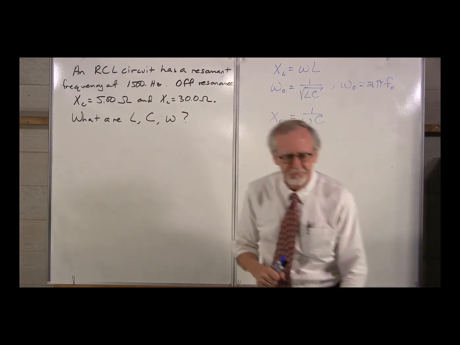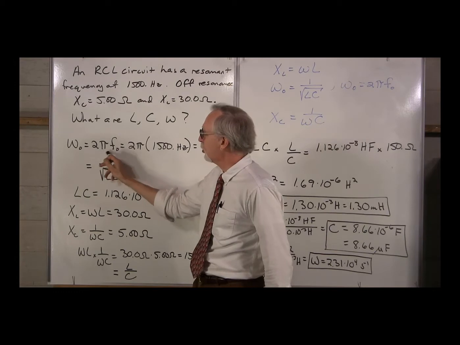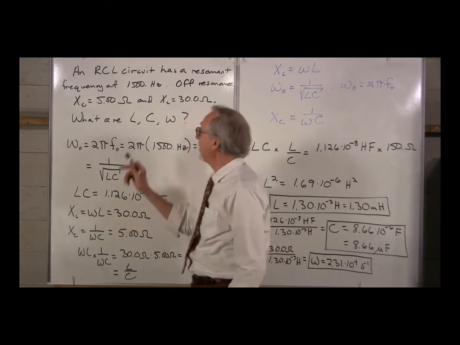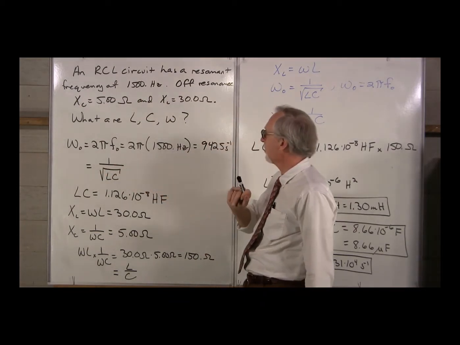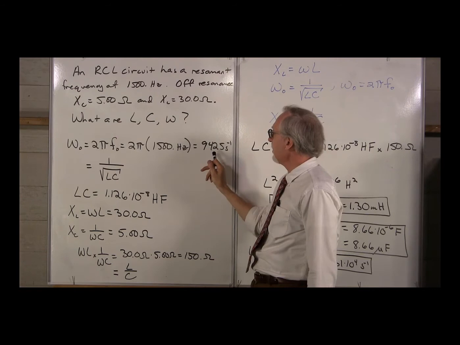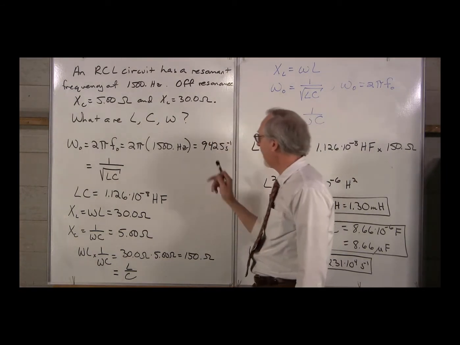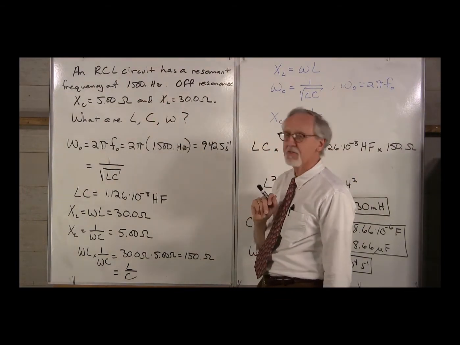Let's take a look. We know that omega naught, the resonant frequency, is 2 pi f naught, and we know f naught is 1500 hertz. So omega naught is 2 pi times 1500 hertz, or 9,425 inverse seconds. We were given this in 4 sig figs, so we've got 4 sig figs there.